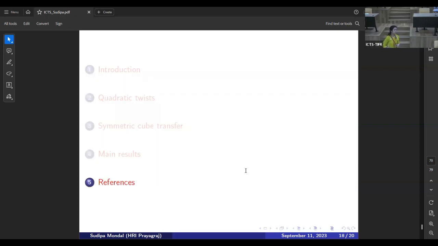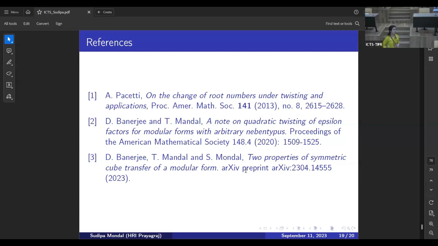These are all. These are the references, the paper by Passetti that I was talking about. You can find this work on arXiv.